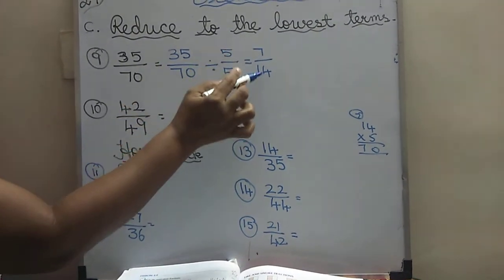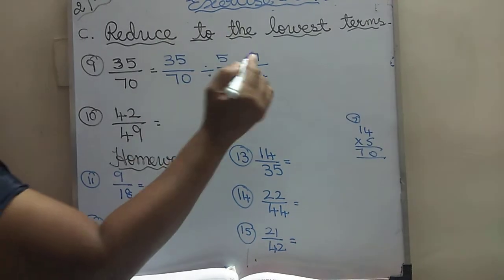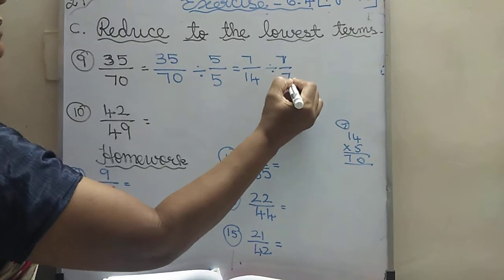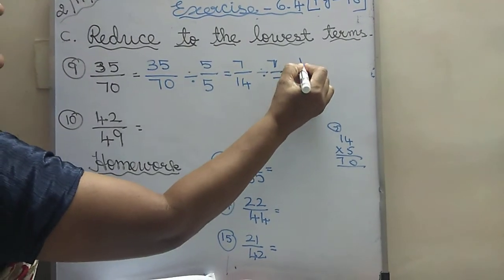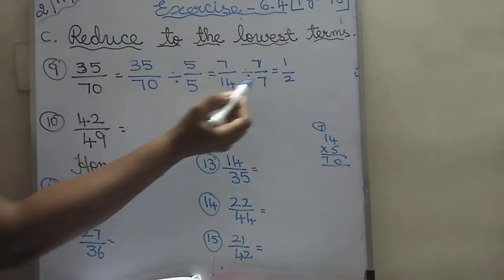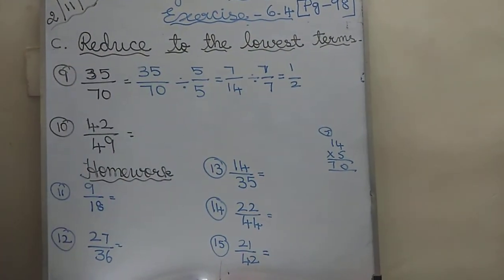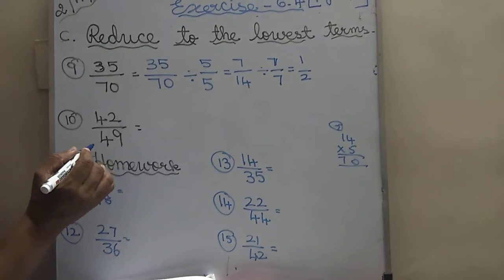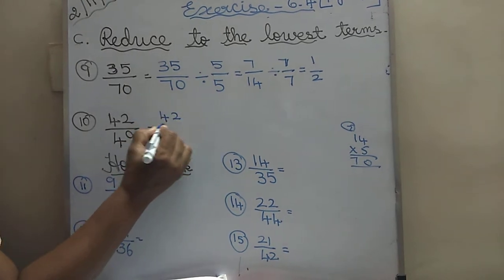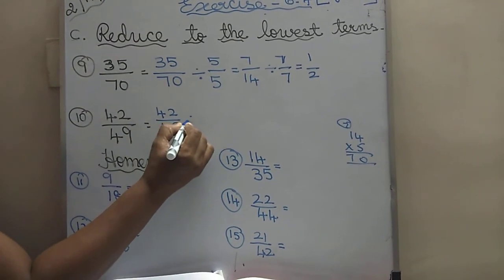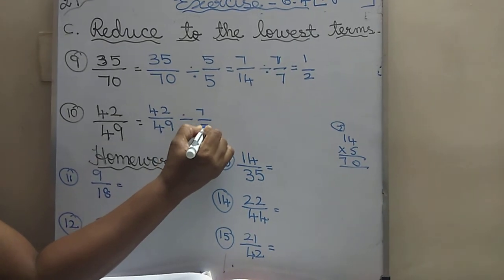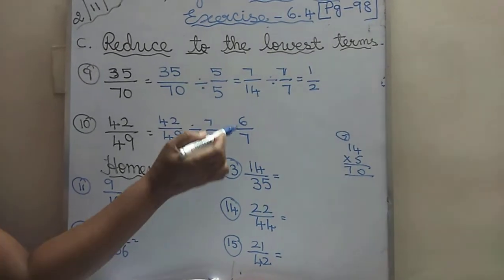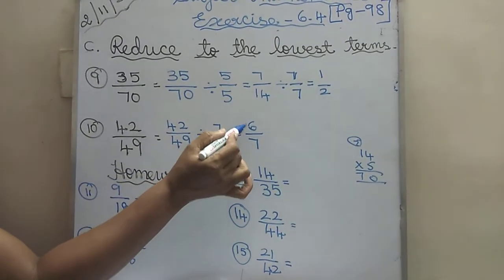Now again these 2 numbers can be divided by the same table. So what will come? It will be divided by the 7 table. So what will come? Answer: 1 7 is 7 and 7 2s are 14. So this is the lowest term. Understood, children? Okay, we'll come to 42 by 49. What table will it go in? It goes in the 7 table. 42 by 49, divided by 7. 7 6s are 42 and 7 7s are 49. These two you can't divide further. So this is the lowest term.